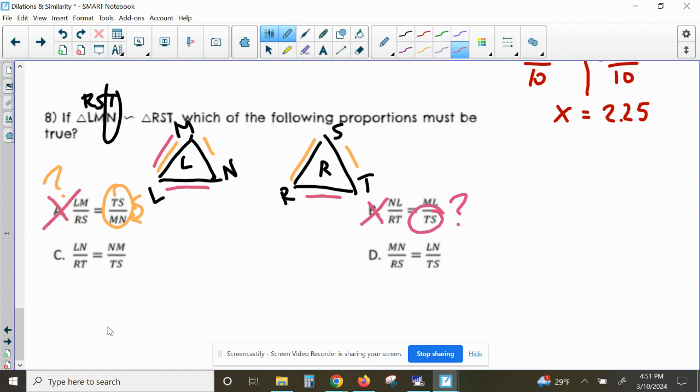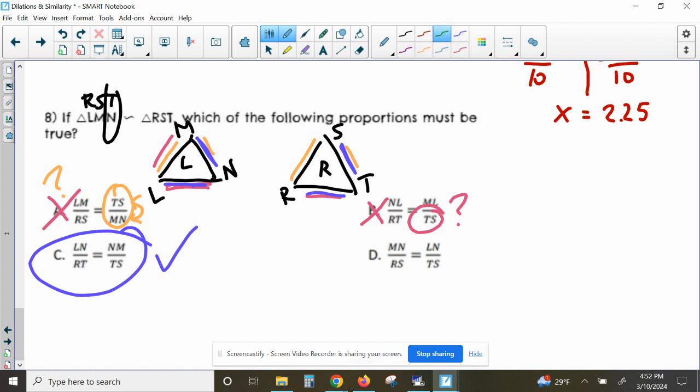Let's check this one down here. I'm going to go blue. LN, that's this bottom. LN, RT, so they went matching piece. And then they did NM, so they're going from the correct triangle, and TS. So this one actually is good.